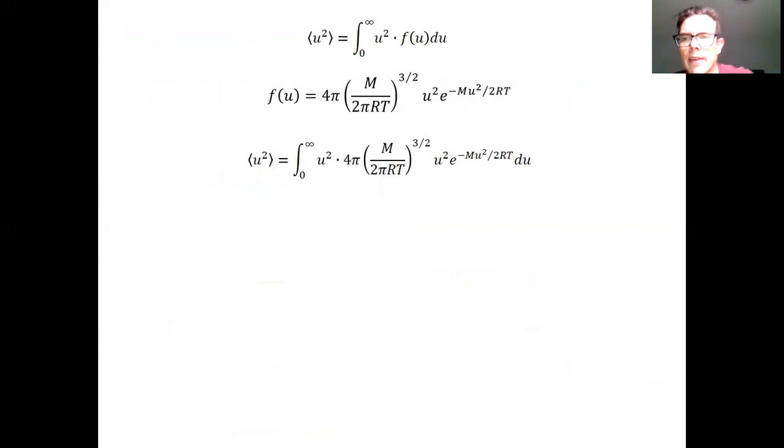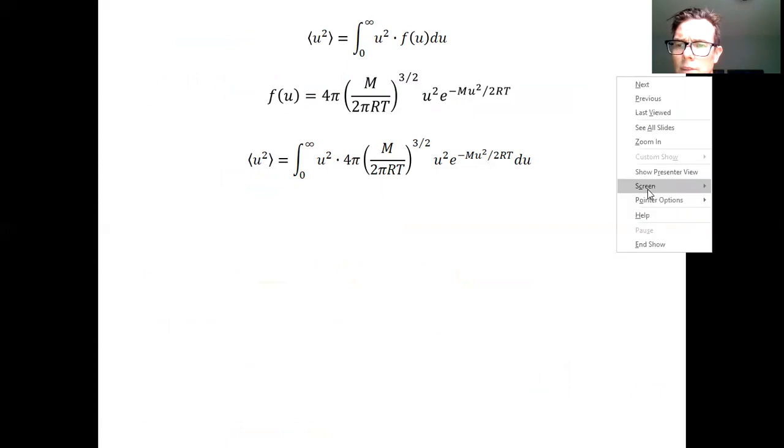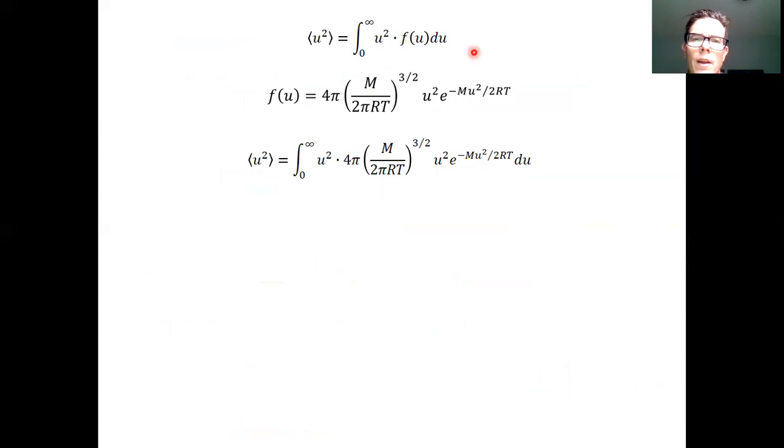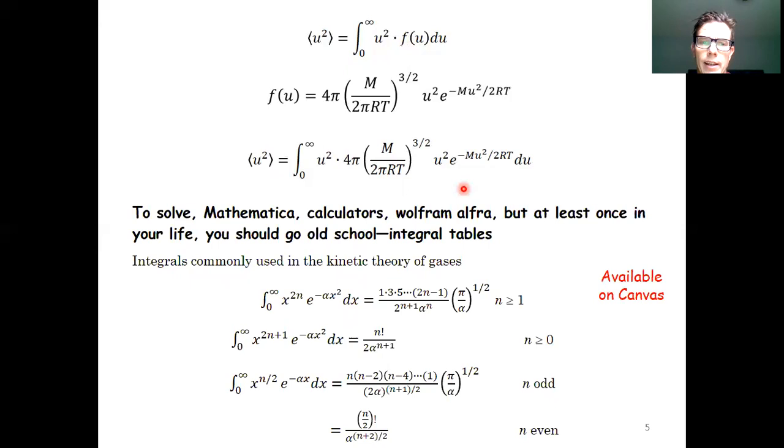One quick comment, and then I'll go to the final answer. Here's some expressions that we just derived. Here's my expression for the average square speed, u squared, the integral of u squared f of u du. Here's the Maxwell-Boltzmann distribution, f of u. If I start to plug these things in, you get an expression which looks like this, and the question is how you analyze it. And here's my advice.